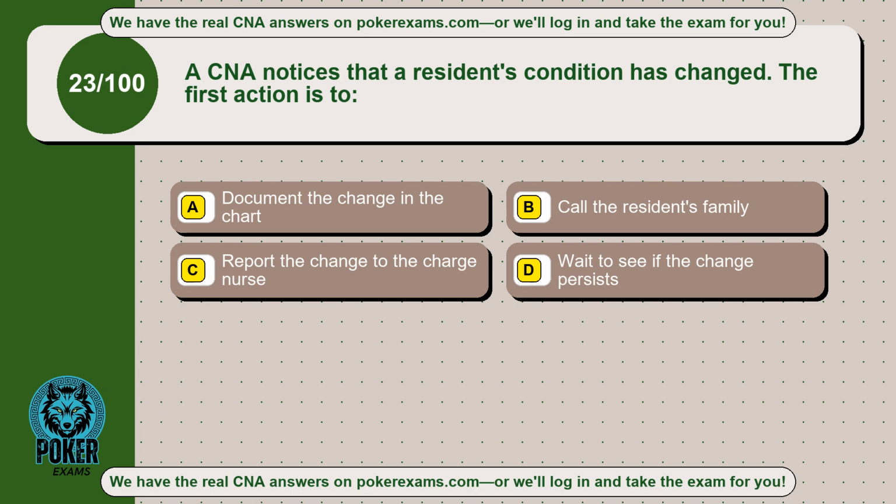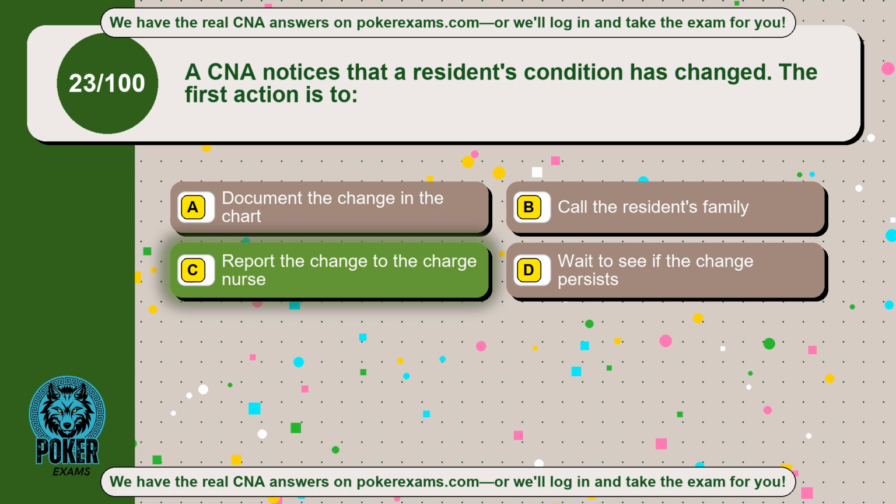Question 23. A CNA notices that a resident's condition has changed. The first action is to: Option A, document the change in the chart. Option B, call the resident's family. Option C, report the change to the charge nurse. Option D, wait to see if the change persists.